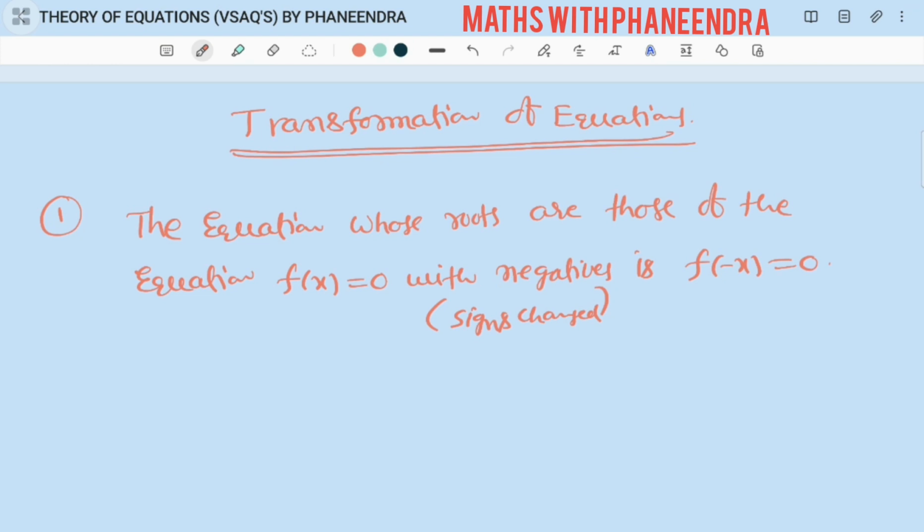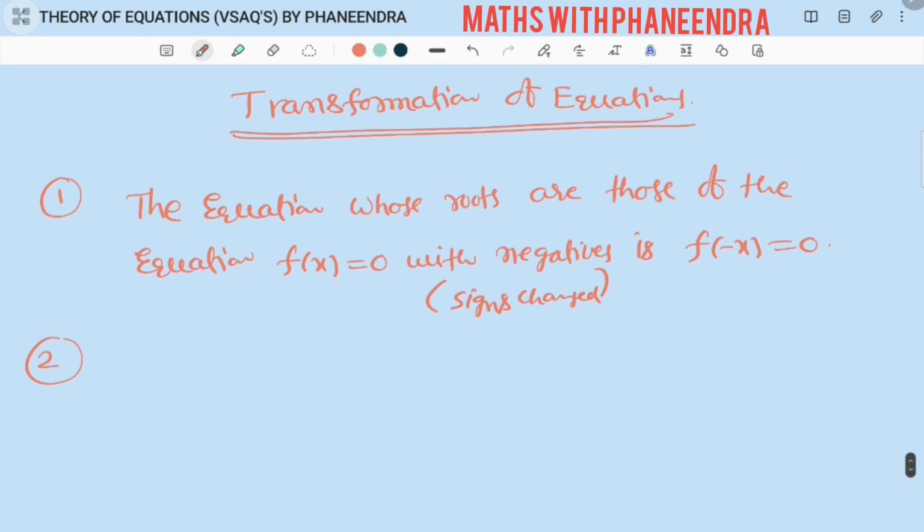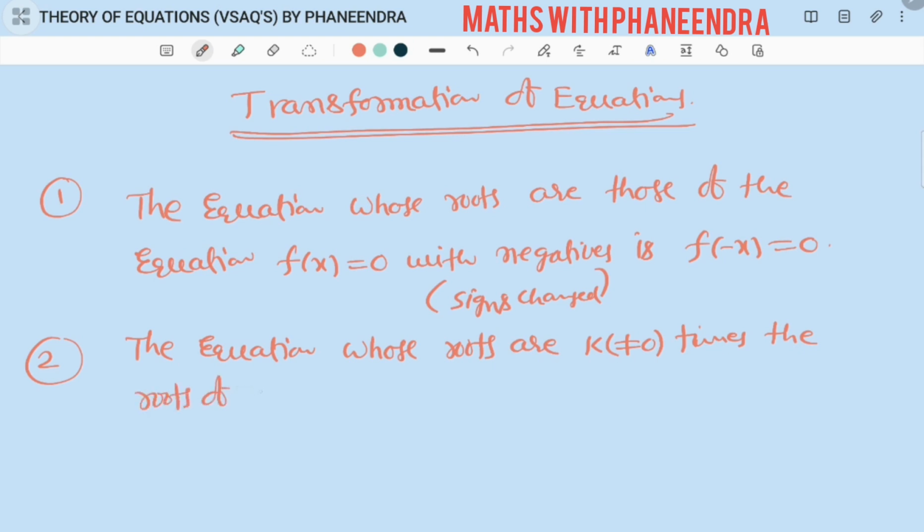For every concept I will give one example to you, students. The next one: the equation whose roots are k times the roots of f of x equal to 0, with k not equal to 0, is f of x by k equal to 0. For example, find the equation whose roots are 3 times the roots of the given equation f of x equal to 0. So k is equal to 3. So f of x by 3 equal to 0, and if you calculate, you will get the answer.